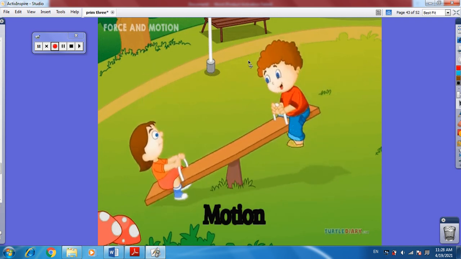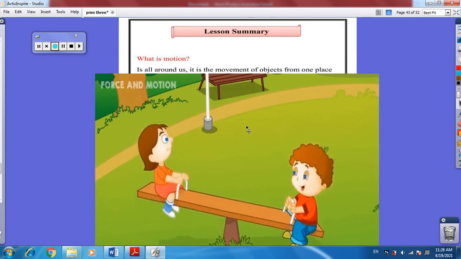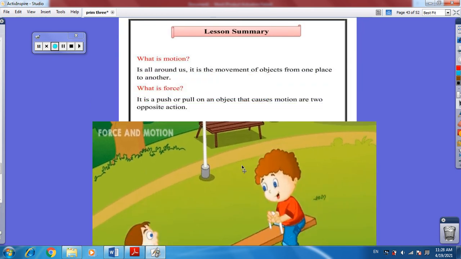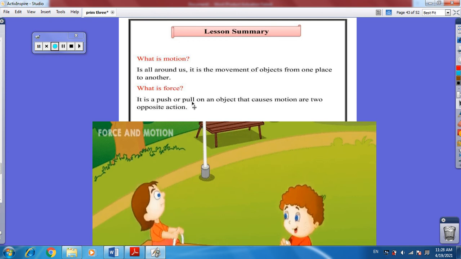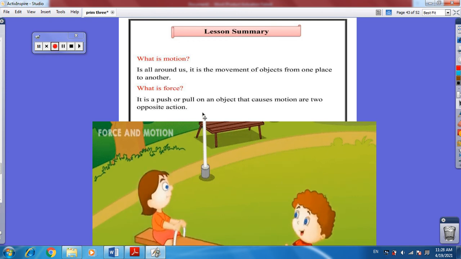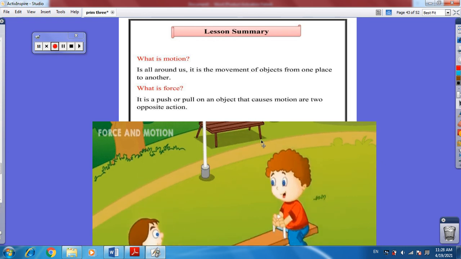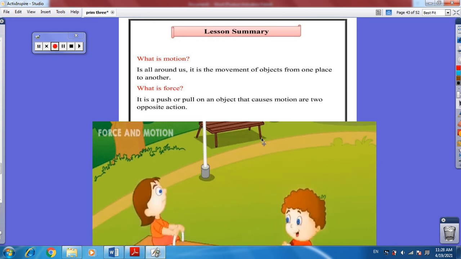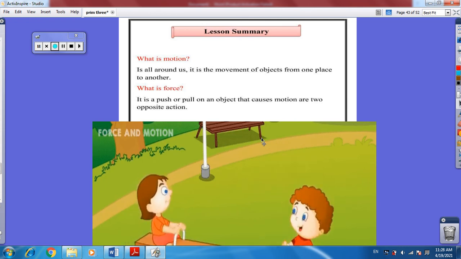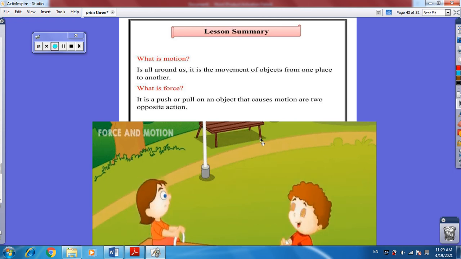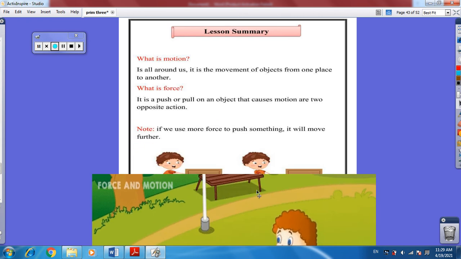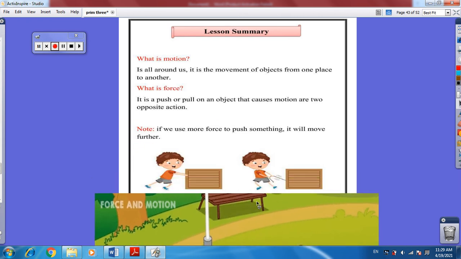Can you push or pull anything if you didn't have energy or force? No. So force is the push or pull on an object that causes motion, and push or pull in opposite directions or opposite actions. Opposite action, up and down. Okay? And if we use more force to push something, it will move faster.